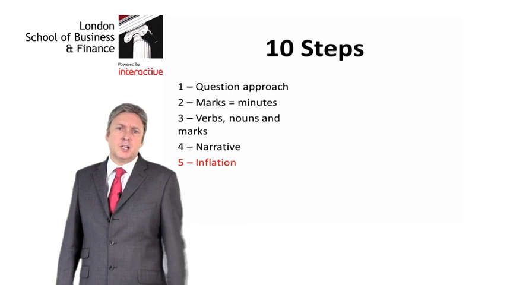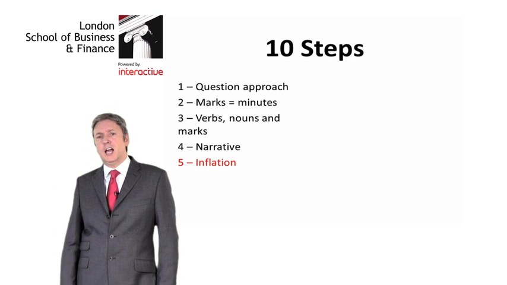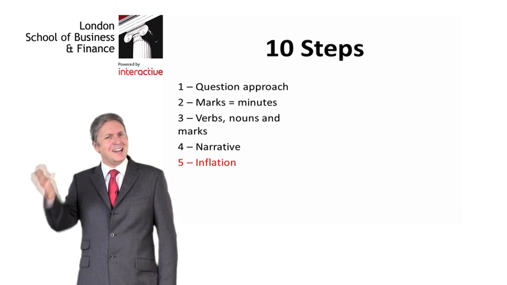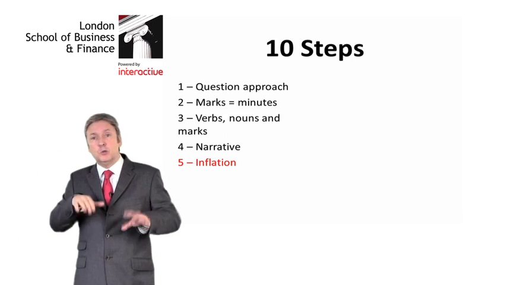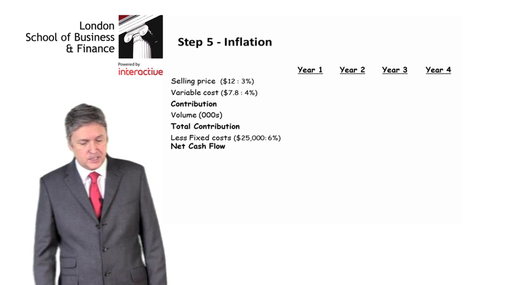And if you remember, what I said is we need a separate working for inflation because we not only have multiple inflation rates for variable cost, fixed cost and sales, but we also have volume changing. This is my suggestion of how I would go about it.